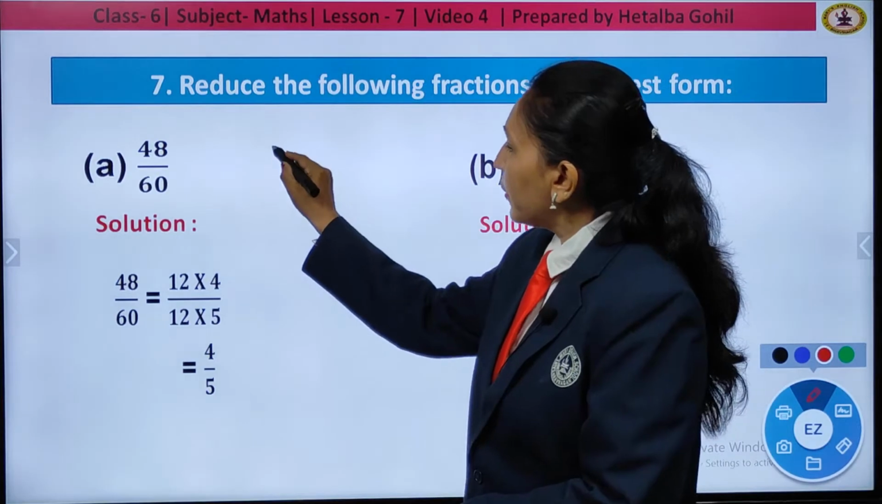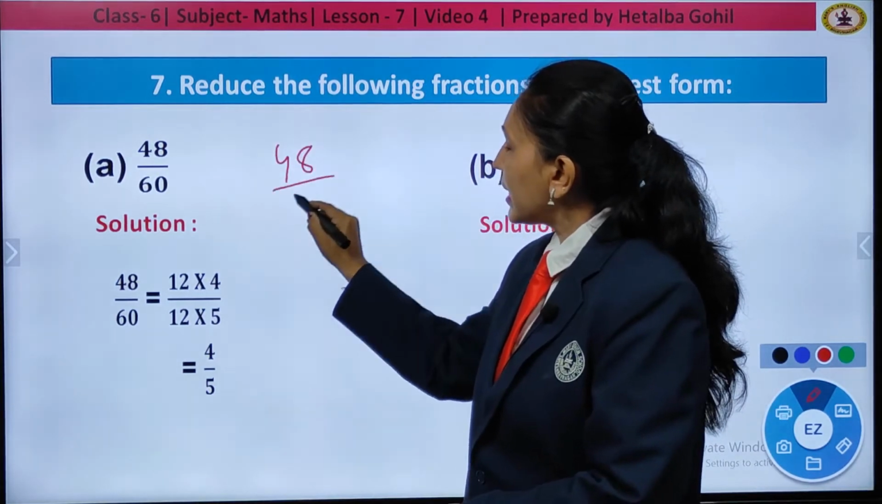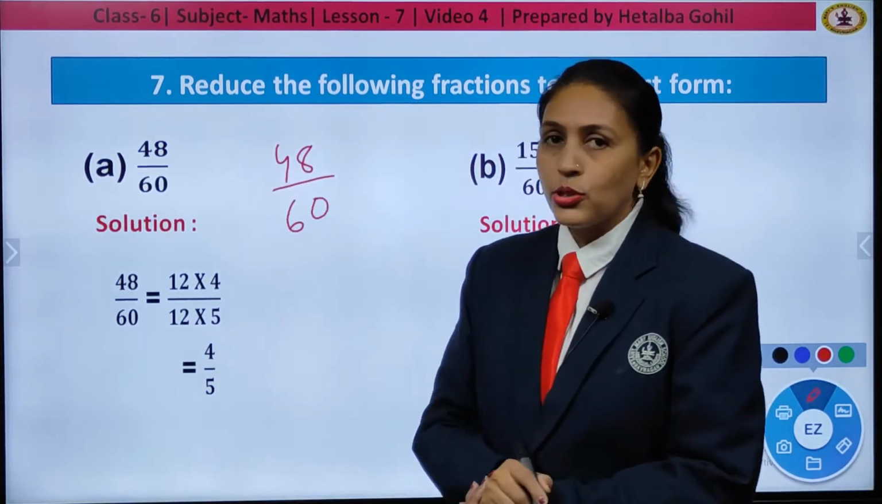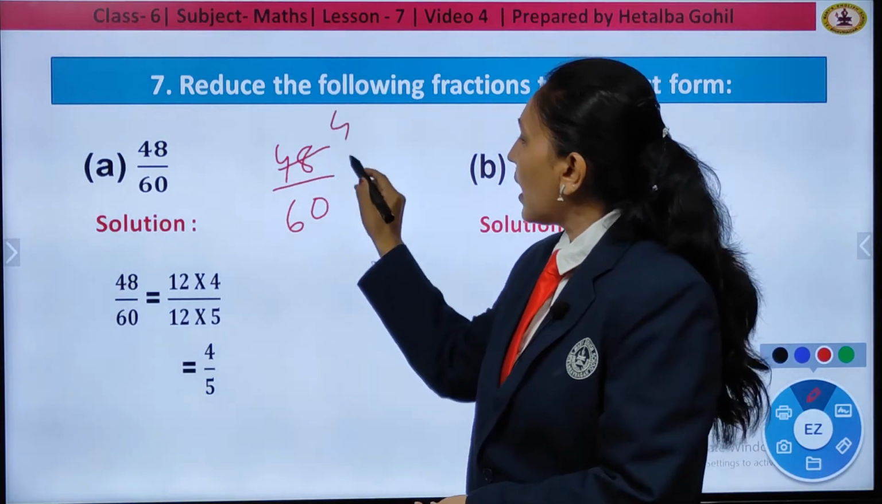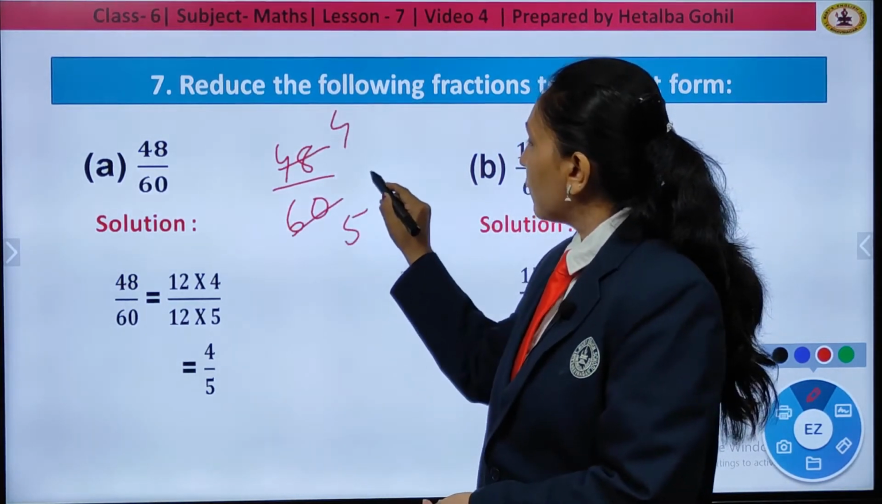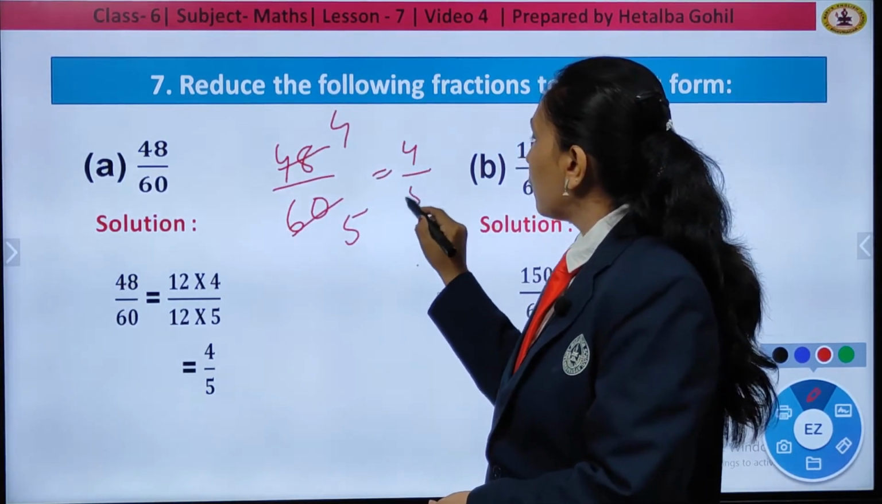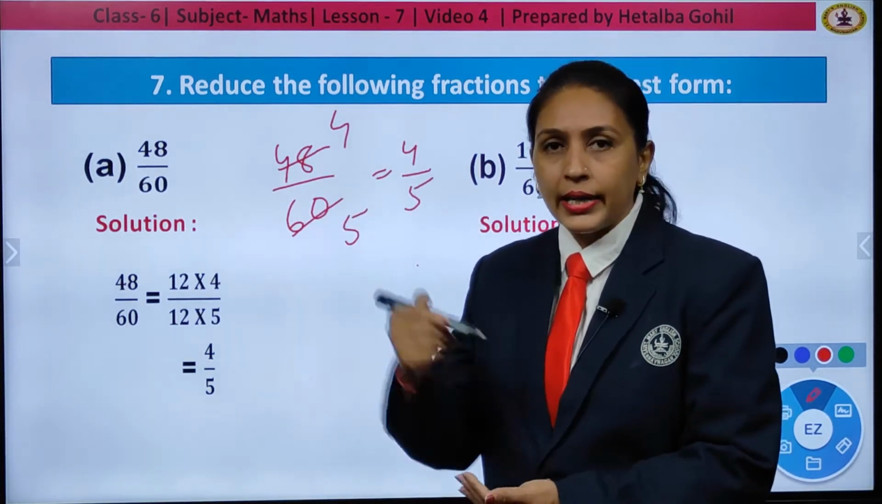Okay, for example you can see 48 and 60. The common factor is 12. 12 4s are 48, 12 5s are 60. We will get our answer as 4 upon 5. So this is the cutting method.